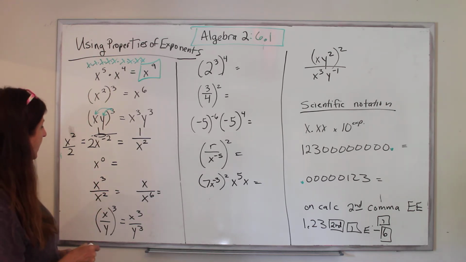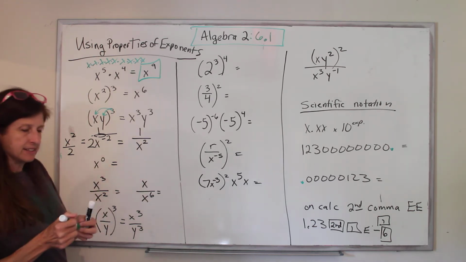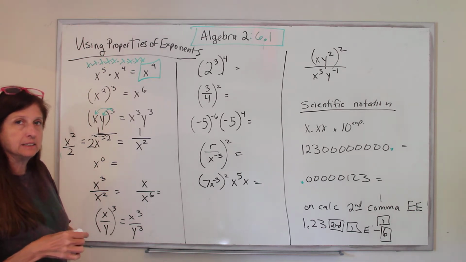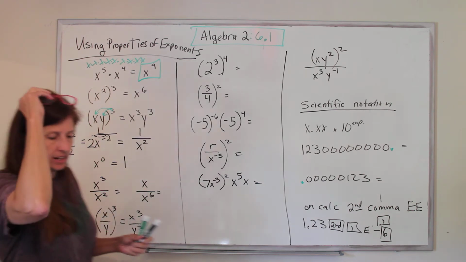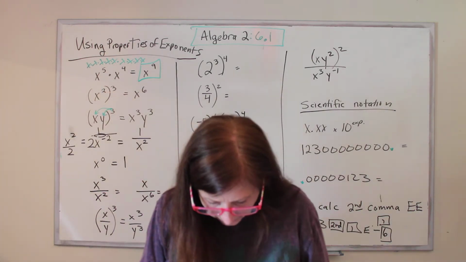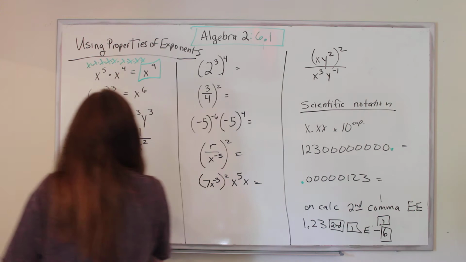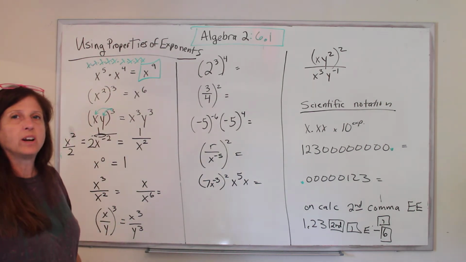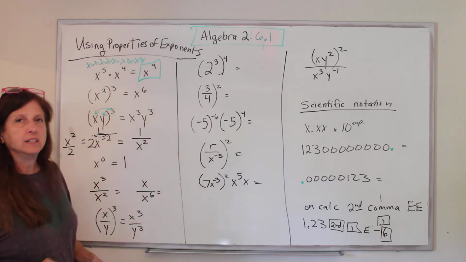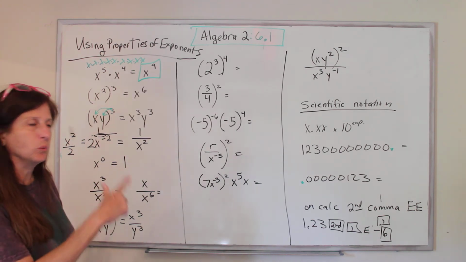Okay? Anything raised to the 0 power is 1. Try it on your calculator. Kind of fun little thing there. It doesn't matter that it's an x, it's going to be 1. So put in your calculator 14 to the 0 power, 1. Negative 4 to the 0 power, 1.